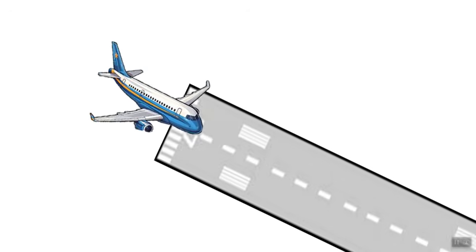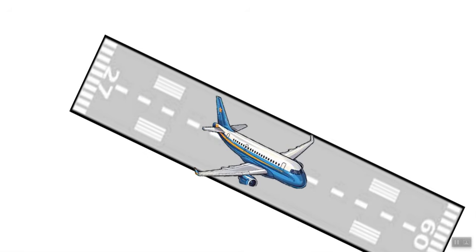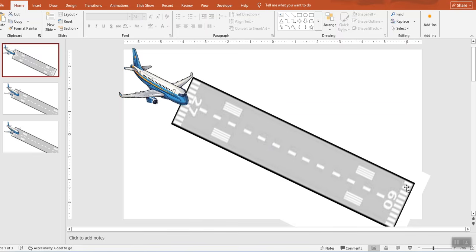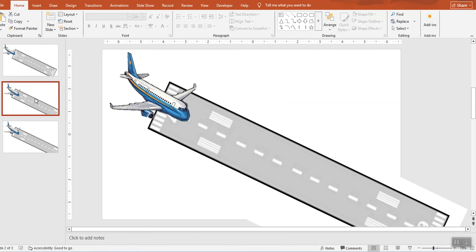You can see I have a runway and a plane. Let me show you how to do that. I'm going to hit escape. Here's another slide. Same thing, no animation.